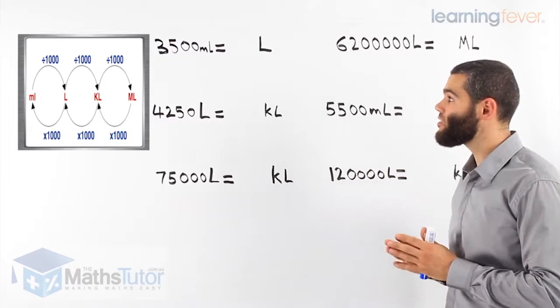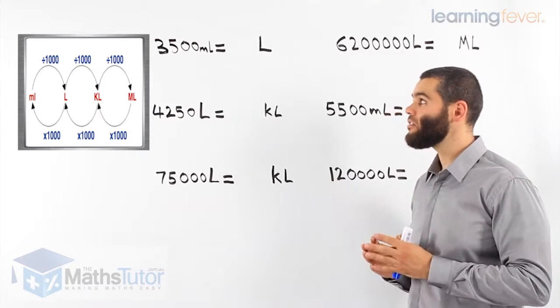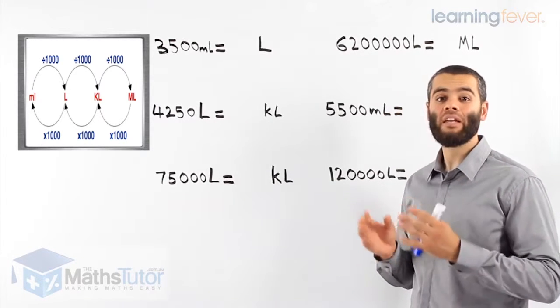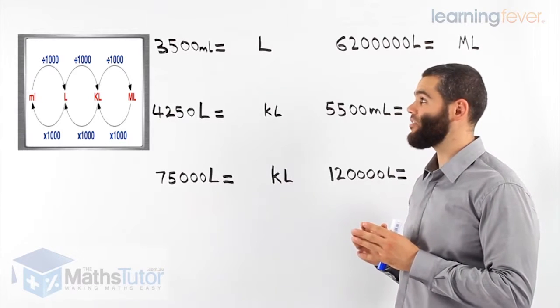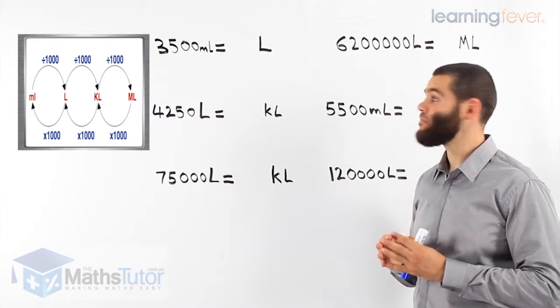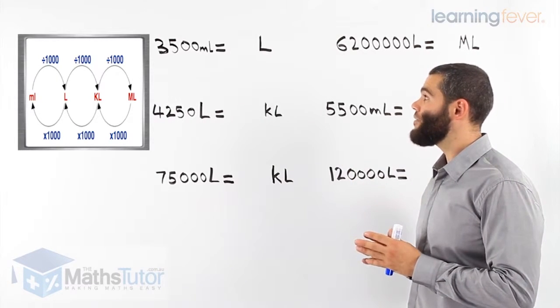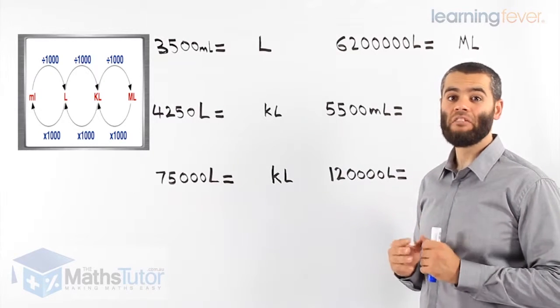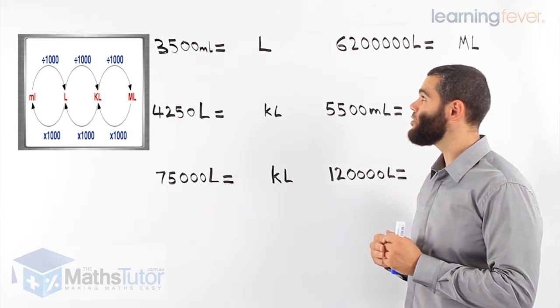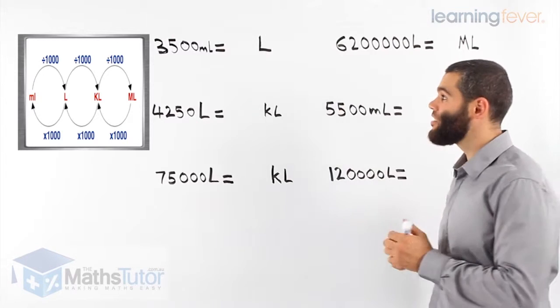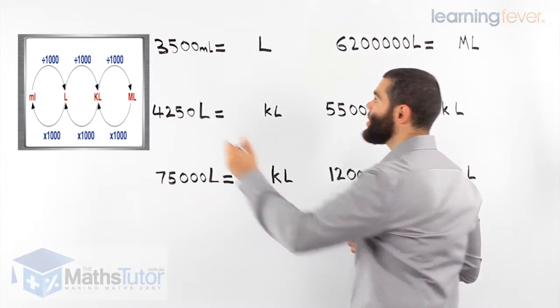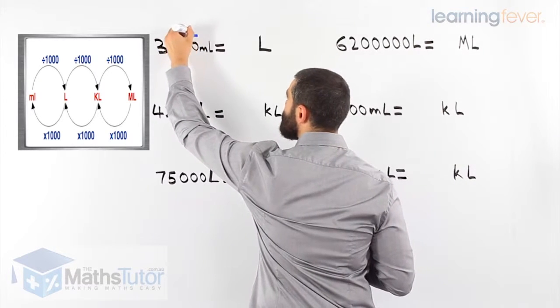When we're going from small milliliters to liters, then to kiloliters, then to megaliters, we are dividing by 1,000. So we have to divide now. 3,500 milliliters, we want to convert it to liters. So from milliliters to liters, we divide by 1,000.